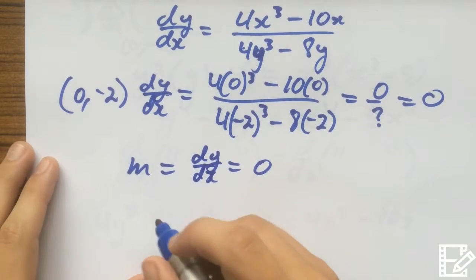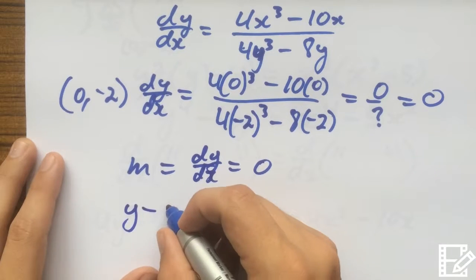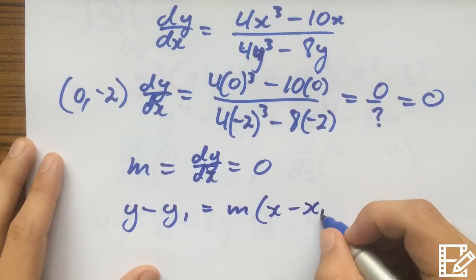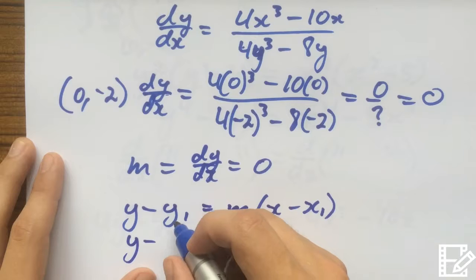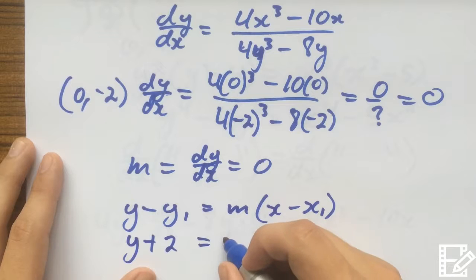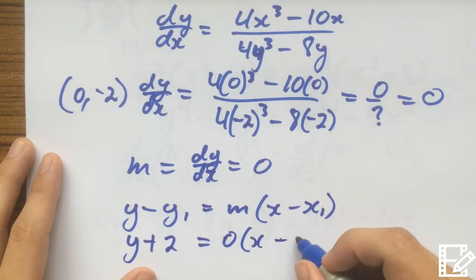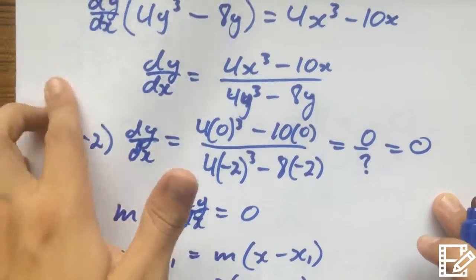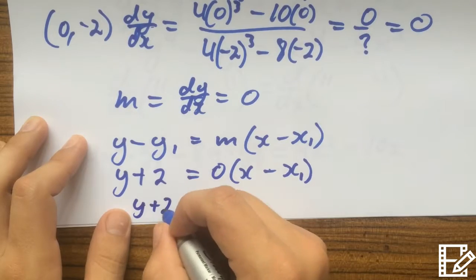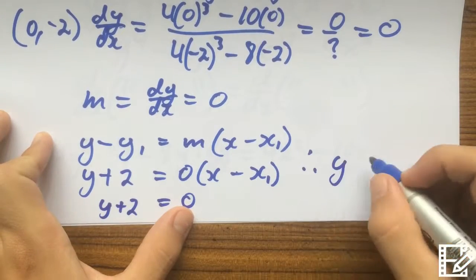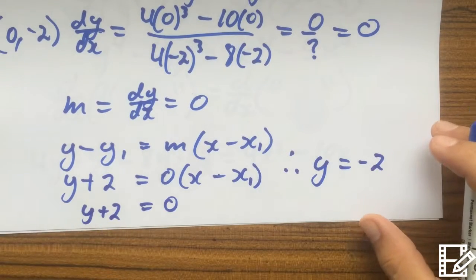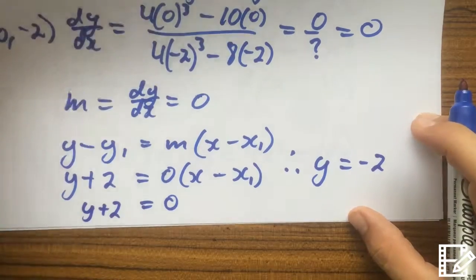Okay, so the equation is going to be y minus y1 equals m times x take x1. y minus, the y is going to be -2, so that's going to turn this into a +2, equals m, which is 0, multiplied by x minus x1. Basically, this is going to equal 0, y plus 2 equals 0, therefore y equals -2. And that is the equation for the tangent line at that point.